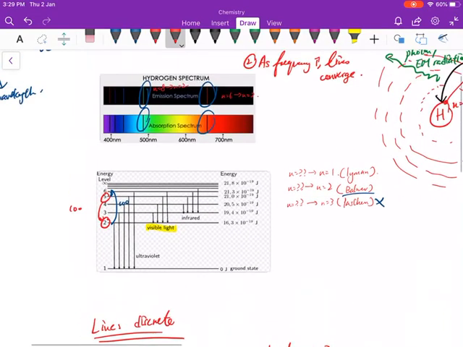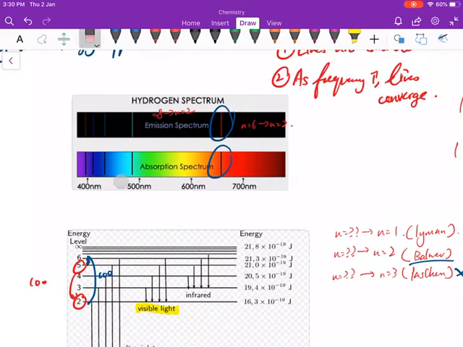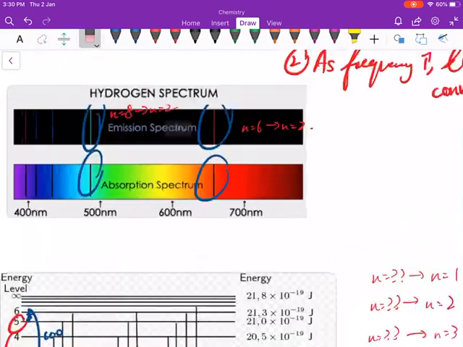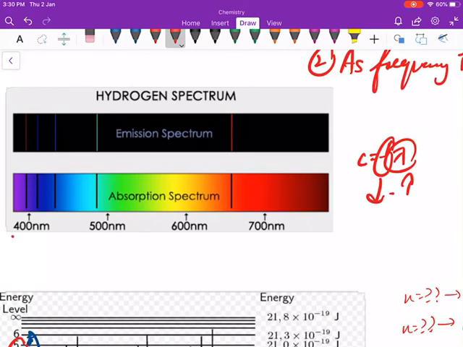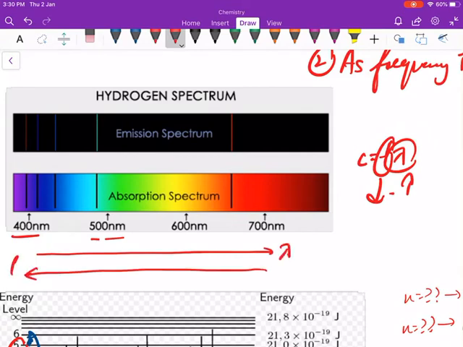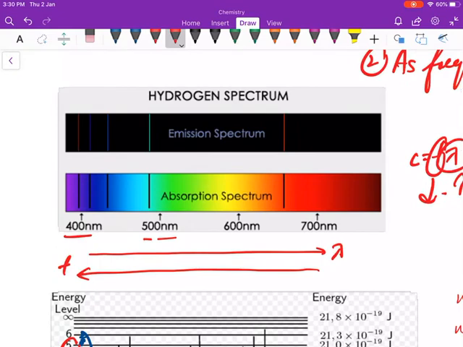Now let's go back to this diagram here, the spectral diagram. We know that wavelength and frequency are inversely proportional. So as wavelength increases, frequency must decrease, yeah? As we can see from these values, the wavelength increases this way, and that means the frequency increases as you go left.